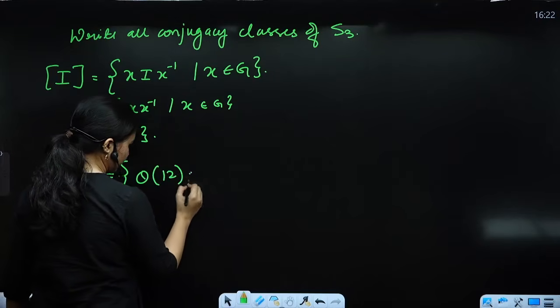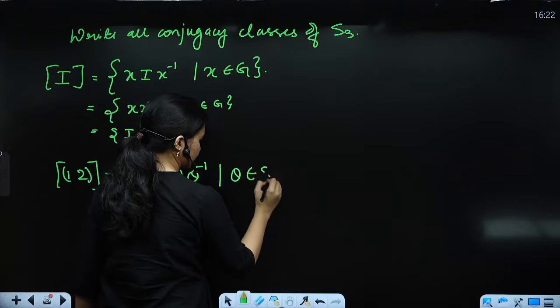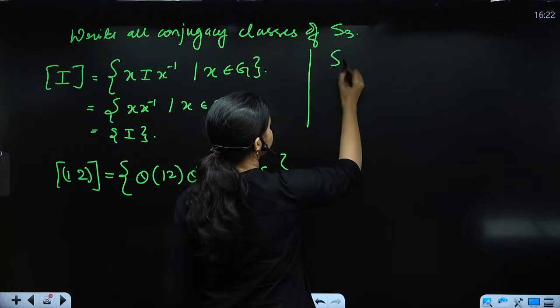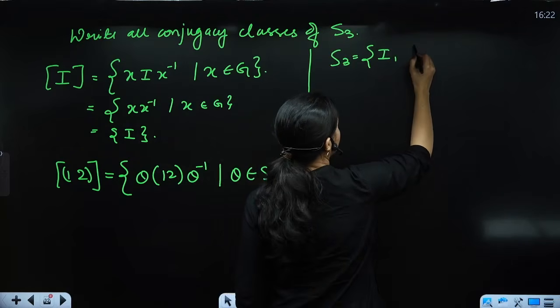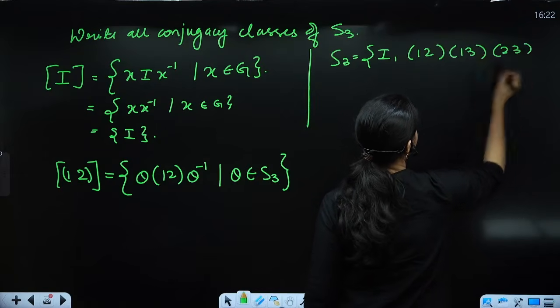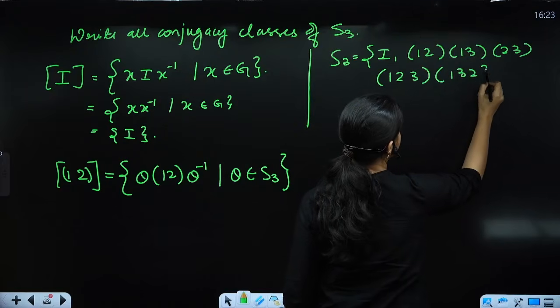Theta (1 2) theta inverse, right, where theta belongs to S3, right? Now what are the elements of S3? We have I, (1 2), (1 3) and (2 3). Then we have (1 2 3) and (1 3 2), right?